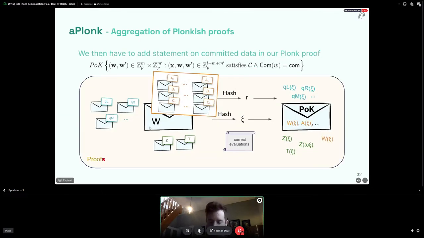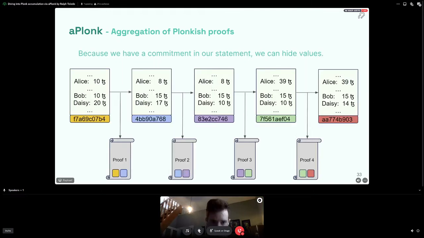And now you can see that the number of commitments and the number of scalar evaluations is constant in the number of proofs. I passed a few details, but one thing which is quite interesting is, because we hid everything, it's very interesting in applications like rollups, where the output of the first proof is the input of the second one. So we can hide all of these intermediary results and just show the beginning and the end. And like this, we only have two public inputs.